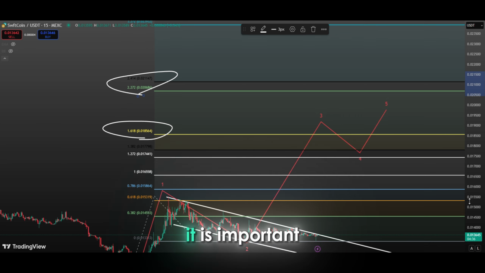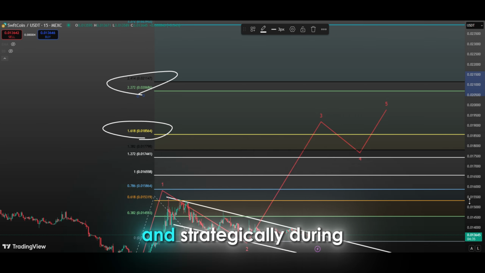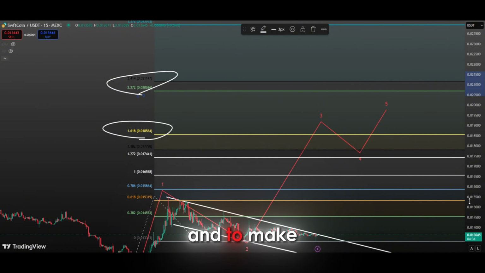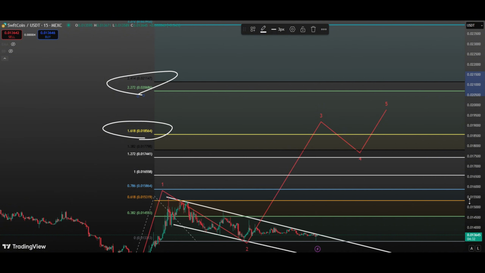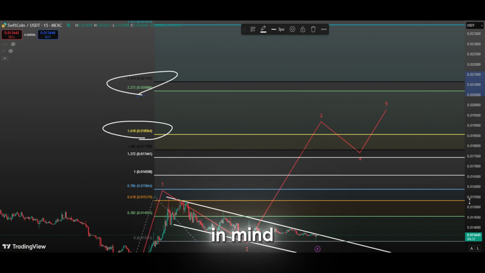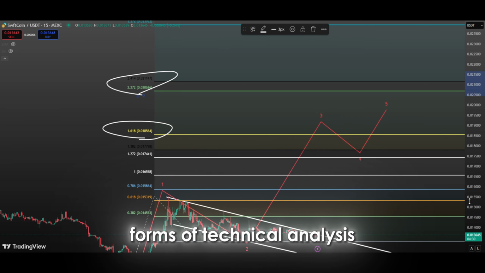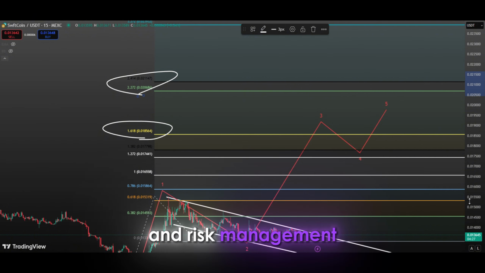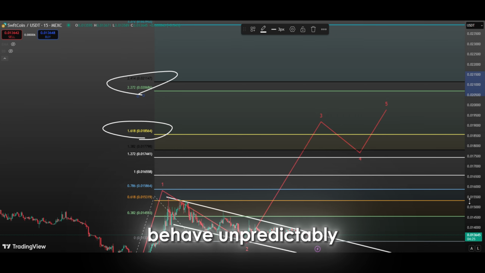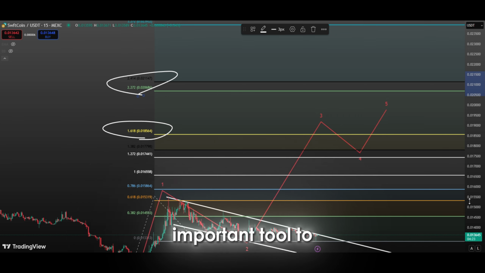For this reason, it is important for investors to act carefully and strategically during this process, and to make the most of potential opportunities. However, it should always be kept in mind that, like all forms of technical analysis, Elliott wave analysis does not offer guarantees, and risk management must always be taken into account. Markets can sometimes behave unpredictably, and proper planning is the most important tool to protect investors in such situations.